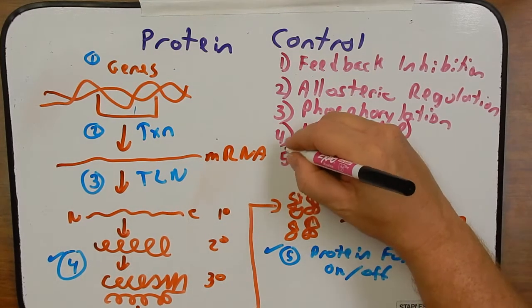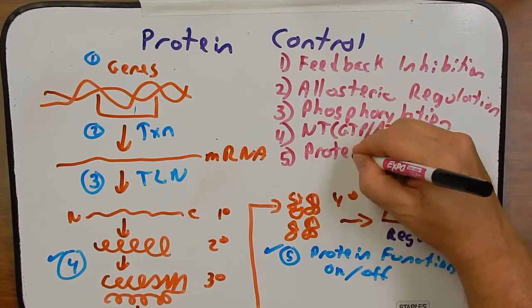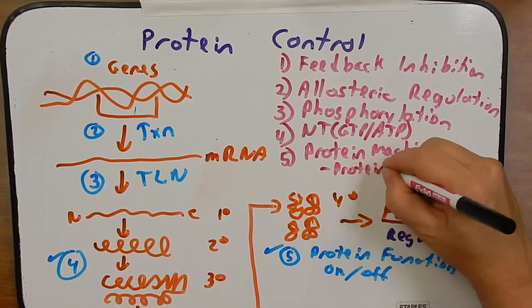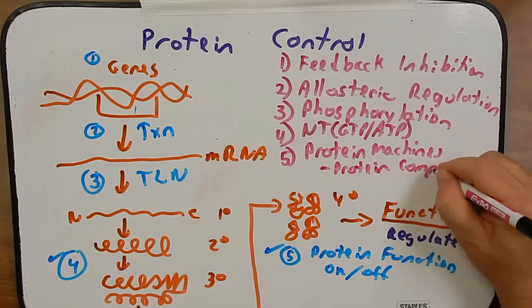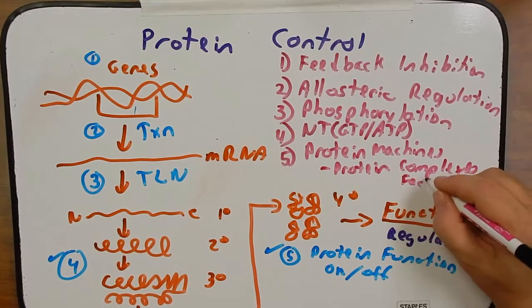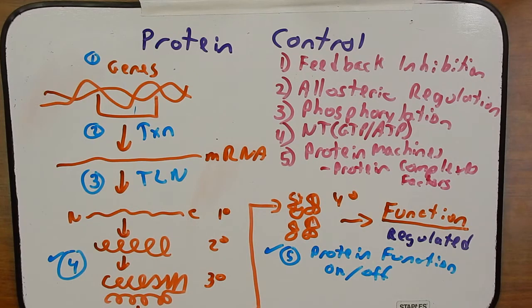And the last one here is something your book calls protein machines. I want to talk about these as protein complexes or factors. Some terms we often will interchange, complexes and factors. Okay, well, let's go ahead and get started and talk about feedback inhibition to begin to understand how we're going to regulate the activity of this protein once it's been formed.